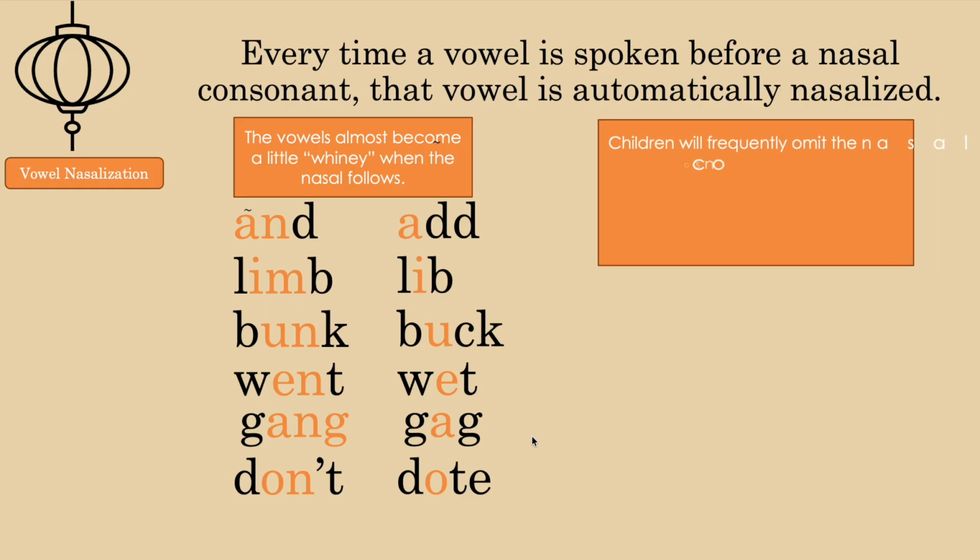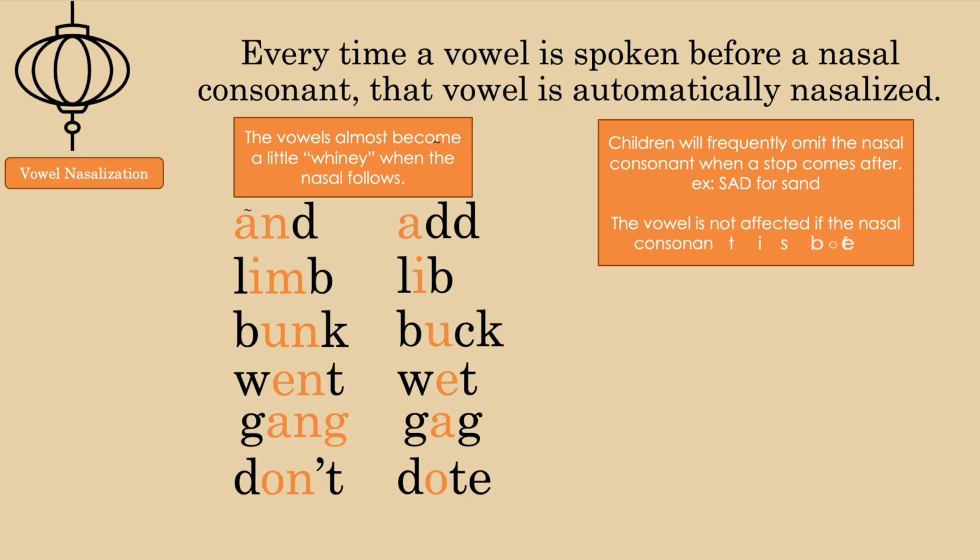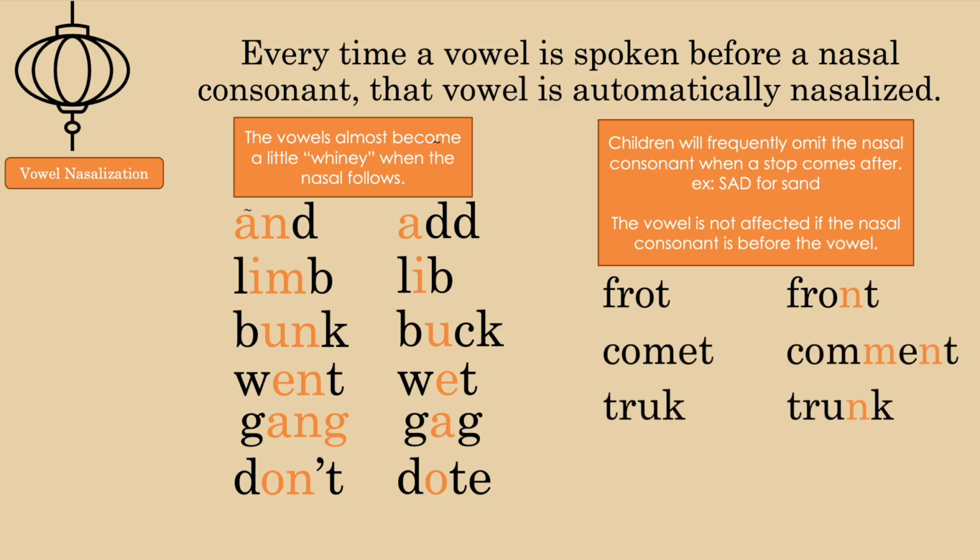Now, children will frequently kick out that consonant because it's so much moving the vowel that they feel it's part of the vowel, and that vowel moves so much it almost feels like it becomes a different vowel. So don't be surprised if an underdeveloped phonological awareness is omitting that nasal in their spelling or in their reading. Just remember that those vowels are often influenced by that nasal.